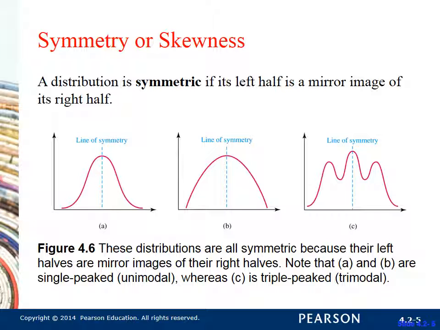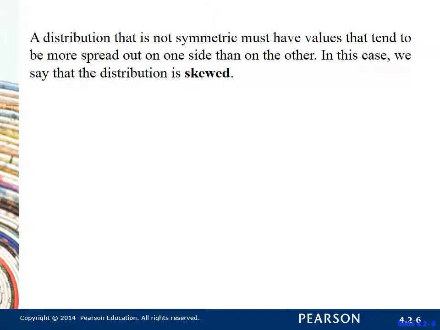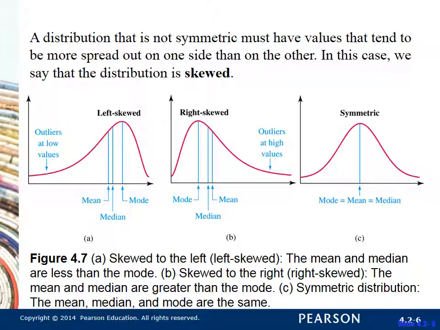So we still have our single peak unimodal, and then we have our trimodal as the third one, and that middle one is still a unimodal. Still got 1 peak, it just doesn't have exactly the same shape. All right, now when we're talking about our distribution and it's not symmetric, we need some more vocabulary. It tends to be spread out more on one side than the other. We say the distribution is skewed in that case.